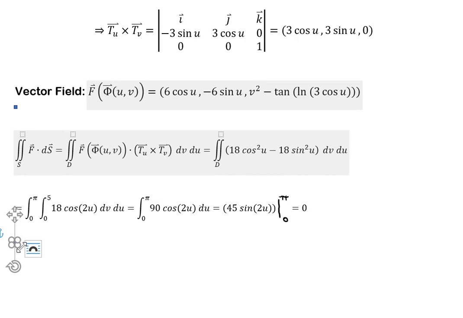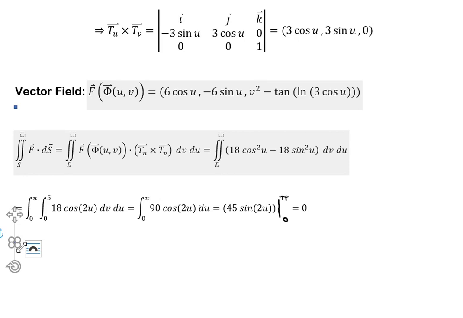Integrate with respect to v first. There is no v showing up in there, so this is just a constant in the eyes of this inside integral. The integral of a constant over an interval is simply equal to the constant times the length of the interval. So that's just going to give us 90 times the cosine of 2u when we do our inside integral with respect to v. So we're left with the integral from 0 to pi of 90 times the cosine of 2u.